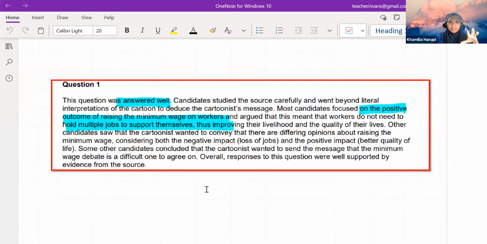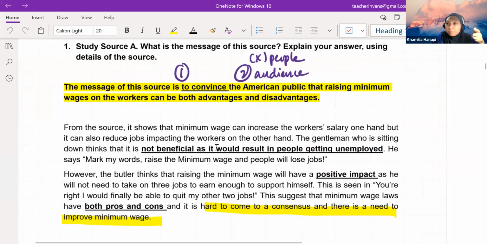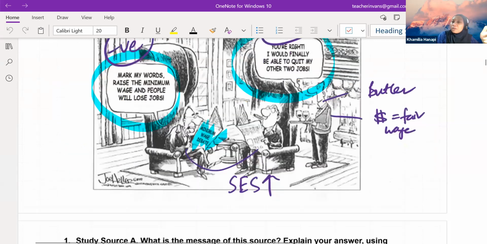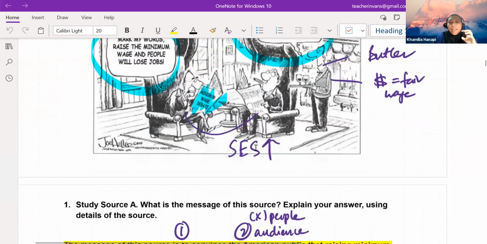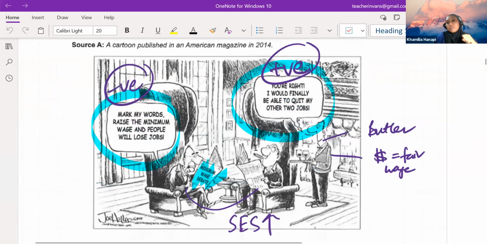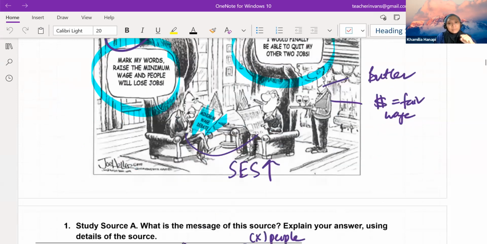Other candidates saw that the cartoonist wanted to convey that there are different opinions. So this is the better answer, differing opinions. Okay, there is negative and there's positive. And some say that the debate is something that is difficult. Now, how did the Marcus report identify debate? You look at the cartoon. A debate means there are pros and cons. So be very careful when you look at cartoons. Be very mindful of everything that they give you, every single detail. Okay? All right. So don't worry.